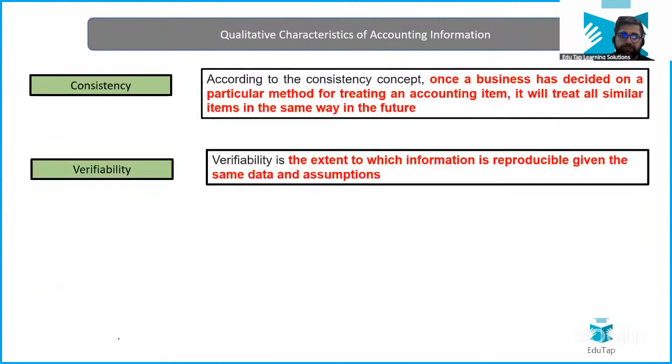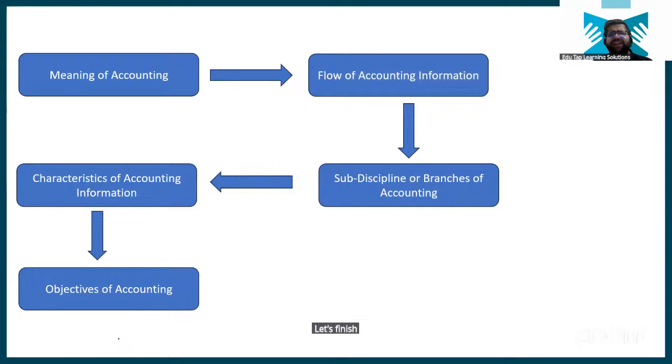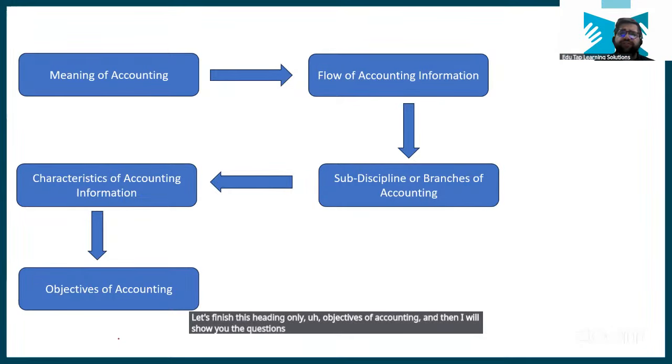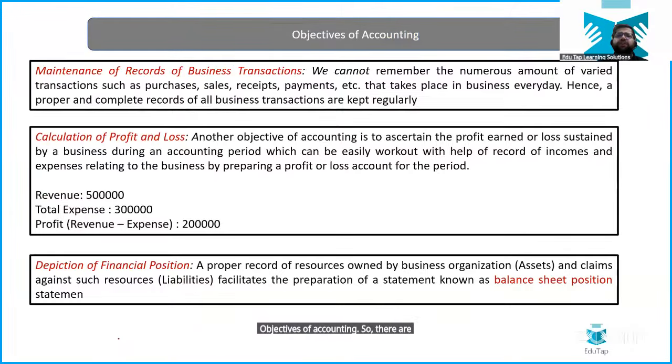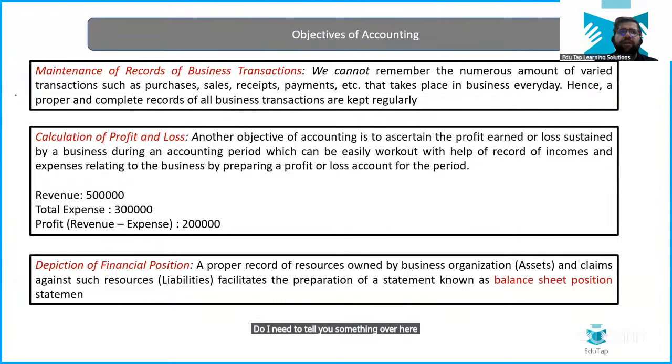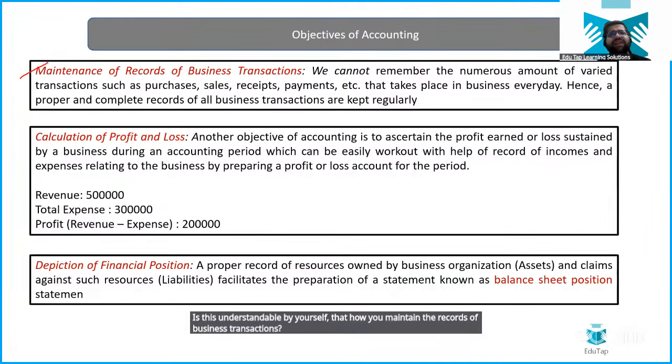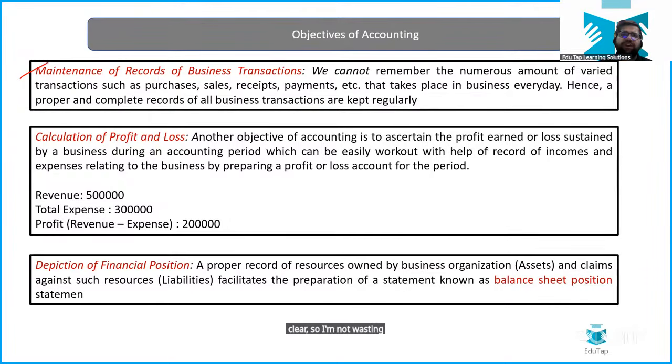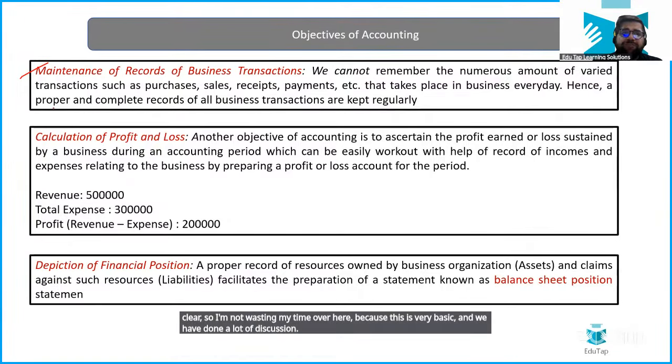Cool. Now, let's finish this heading only, objectives of accounting, and then I will show you the questions. So we will solve previous year questions as well. Objectives of accounting. So there are four major objectives. First is the maintenance of records of business transactions. Do I need to tell you something over here? Tell me. Is this understandable by yourself, how you maintain the records of business transactions? Clear? So I'm not wasting my time over here because this is very basic and we have done a lot of discussion. Calculation of profit and loss.